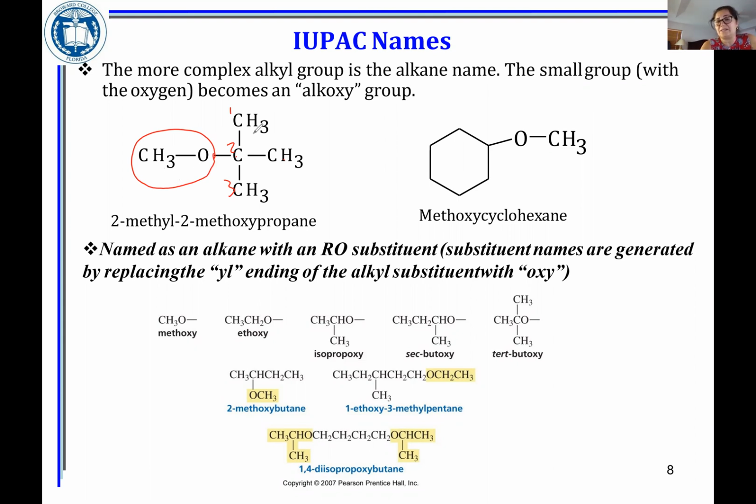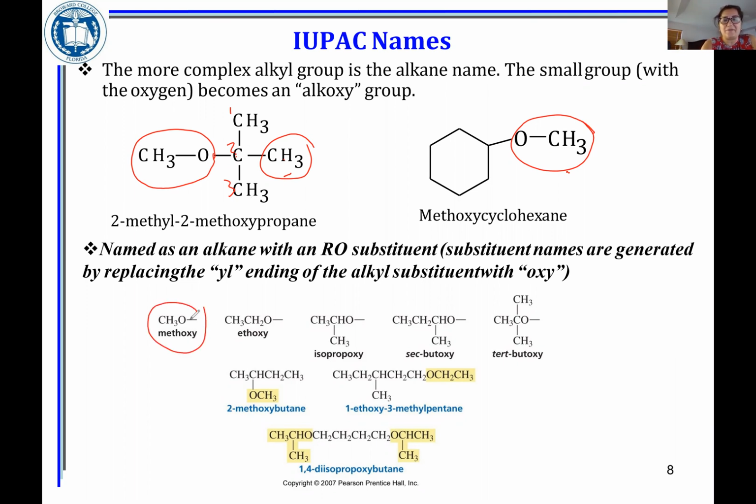So it's like an alkoxy alkane. Basically you are naming your compound as the alkoxy alkane. In this example, you have methoxy and then cyclohexane: methoxycyclohexane, alkoxy alkane. In this example, you have a methoxy, and then you have your other branches in the main carbon chain. So you go with the other branches first, other than the alkoxy branch. So you have 2-methyl, and then you have 2-methoxy propane.